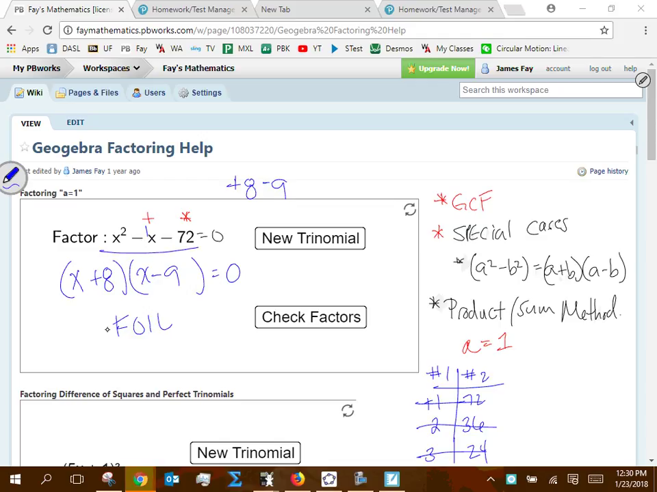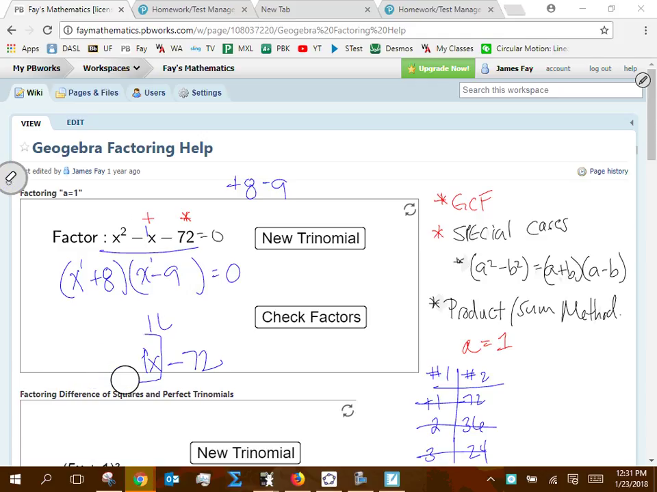What's x times x? Careful. X to the second. When you multiply like bases, you add the exponents. So that's an exponent of 1, and that's an exponent of 1. So x times x gives me x squared. What's 8 times x? 8x, right? What's x times negative 9? Negative 9x, right? So I did first times first, outside times outside, inside times inside, and now last times last would give me negative 72, right? When you combine like terms, is that your negative 1x?